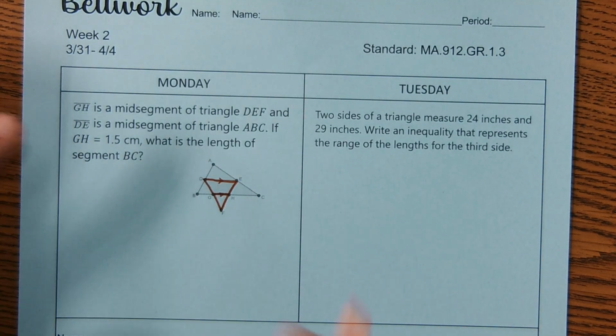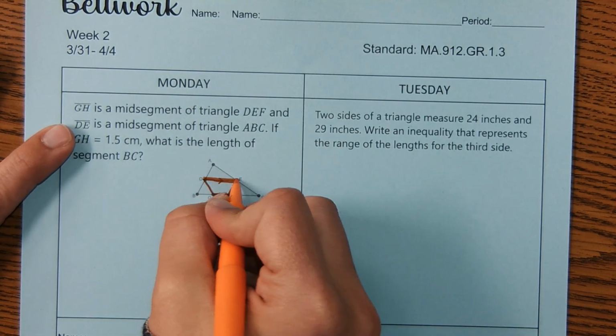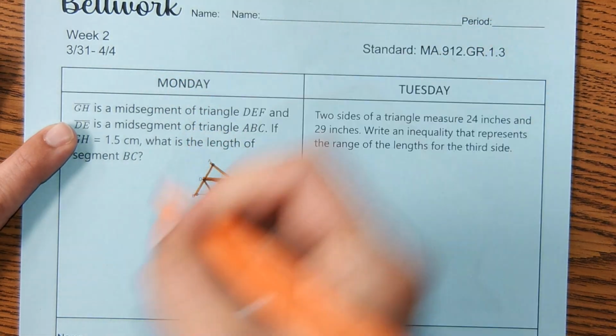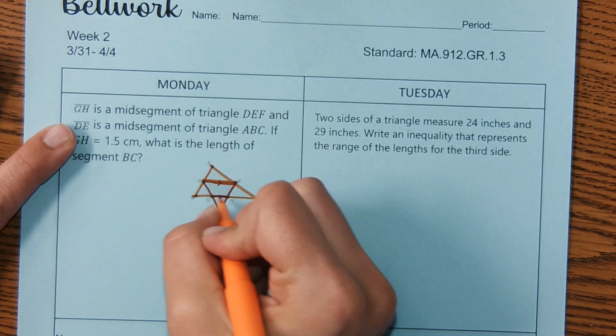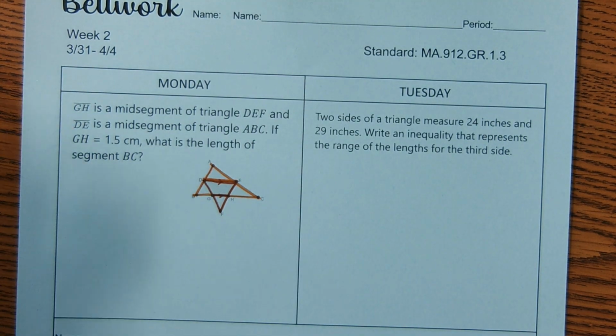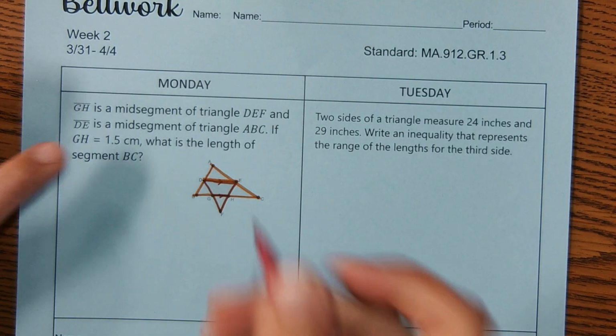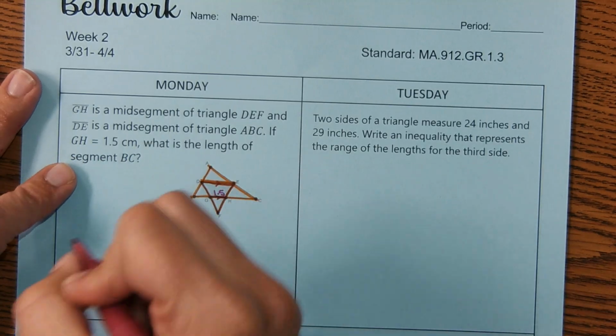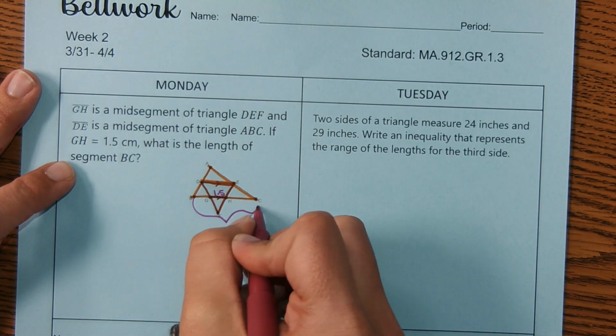And then it also says that DE right here is the midsegment of ABC, this triangle. So again, it hits at the midpoint, it's parallel, and it's half of the length of this segment here. Okay, so it says if GH is 1.5, so I'll label that. If that is 1.5 centimeters, what is the length of BC right here?